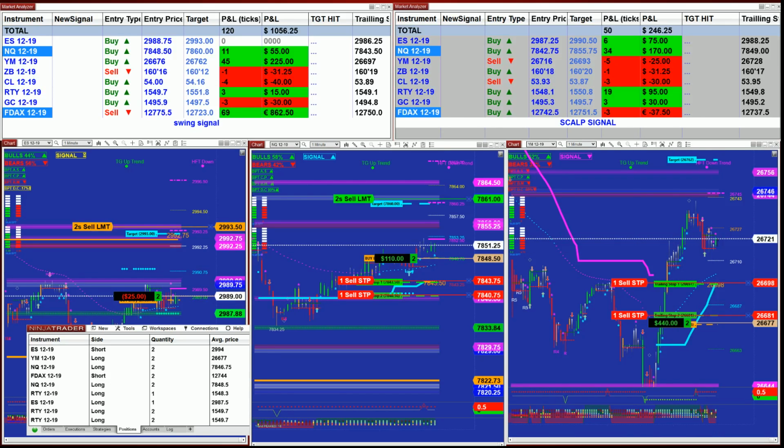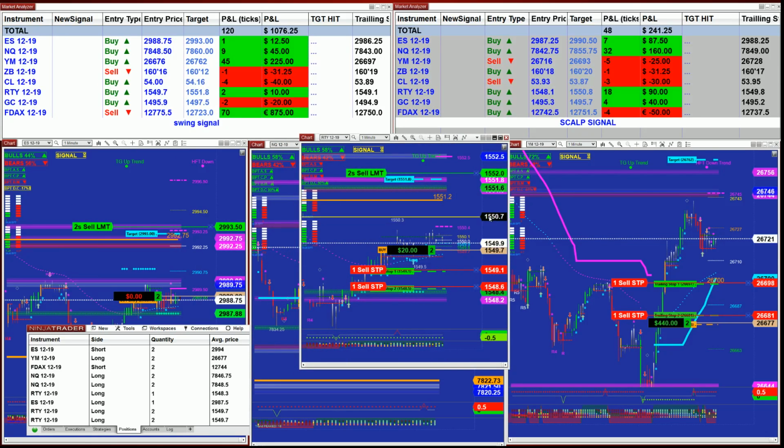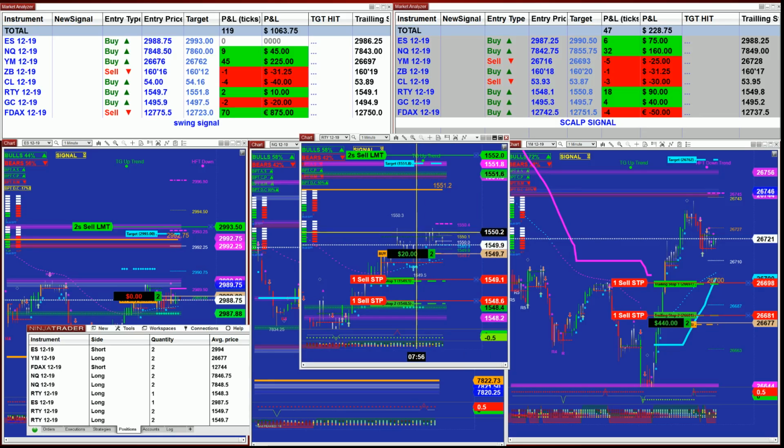66.98. For the Russell traders, I don't see any problem at the moment with the Russell. We just have a signal fired with the automated trade.